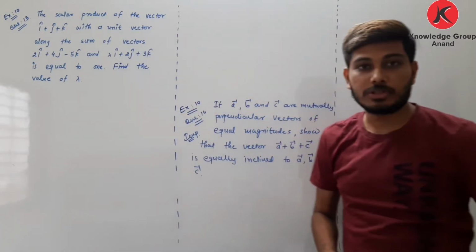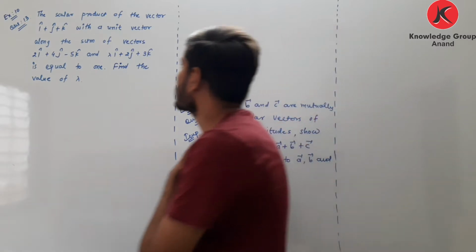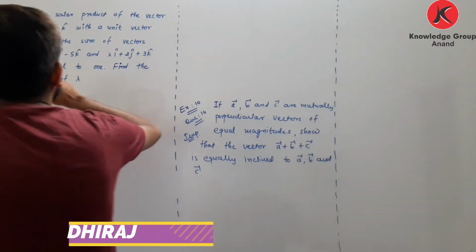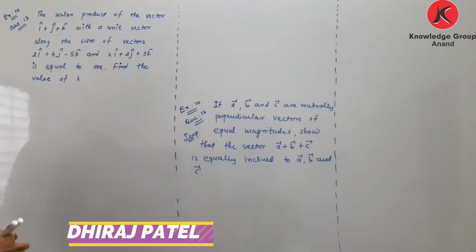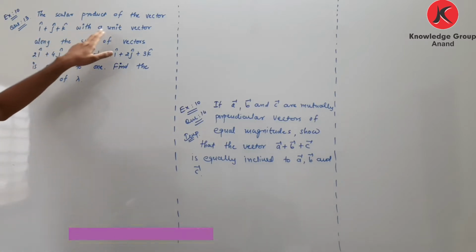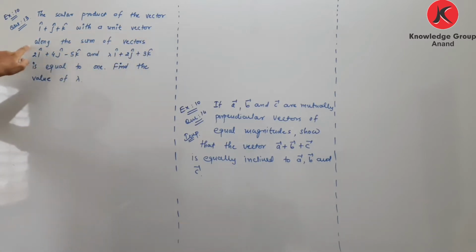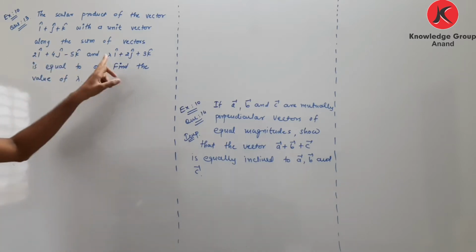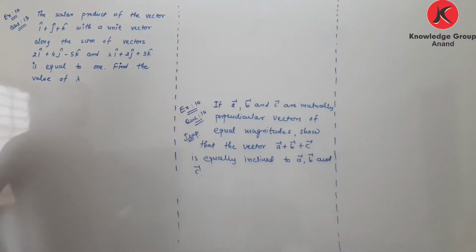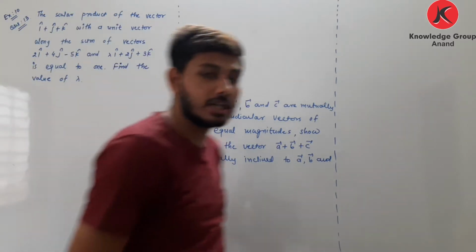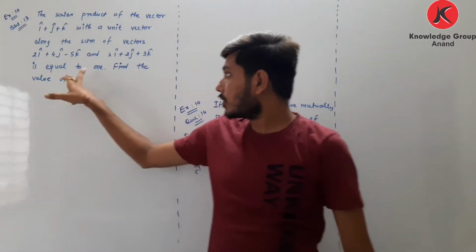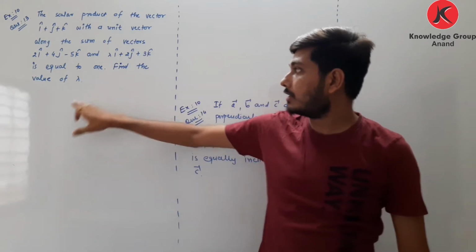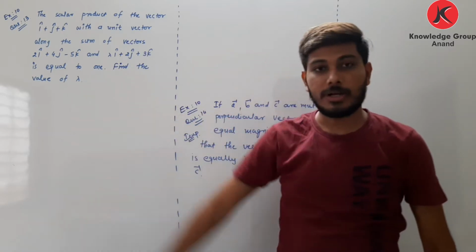Exercise 10, question number 13. The scalar product of the vector i cap plus j cap plus k cap with a unit vector along the sum of vectors 2i cap plus 4j cap minus 5k cap and lambda i cap plus 2j cap plus 3k cap is equal to 1. Find the value of lambda.